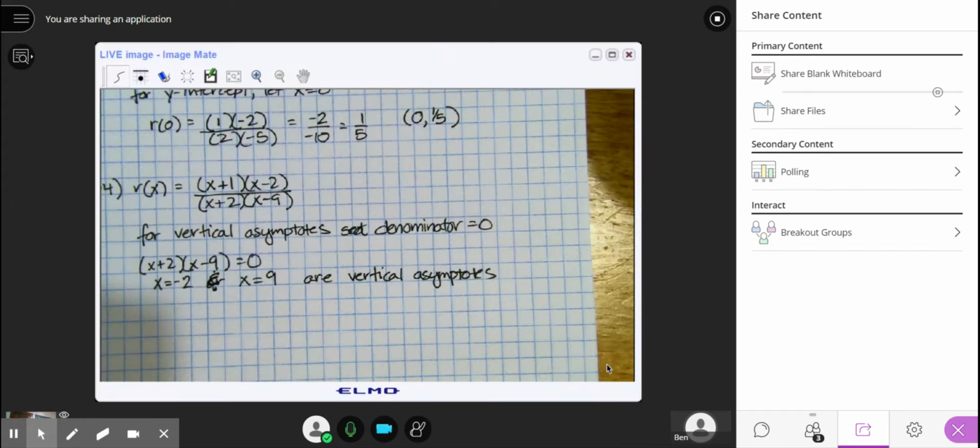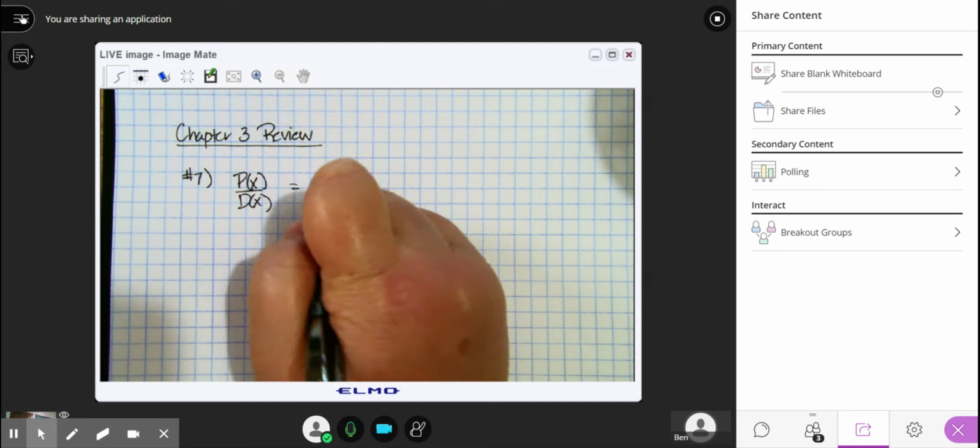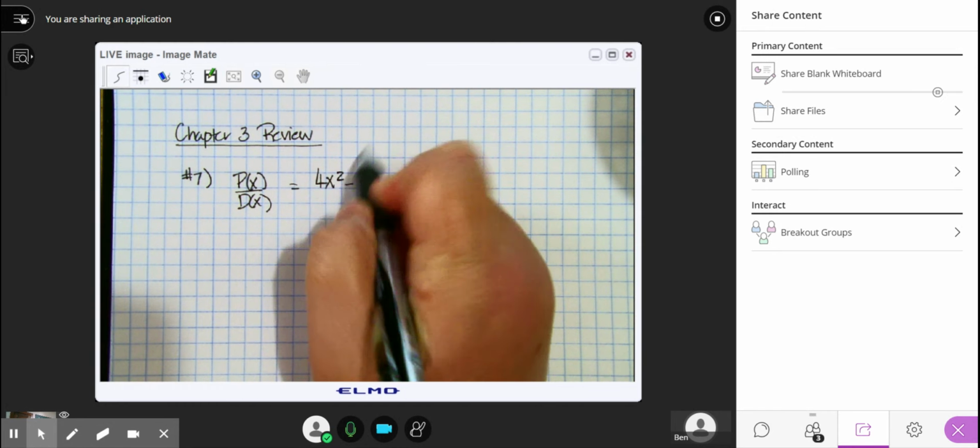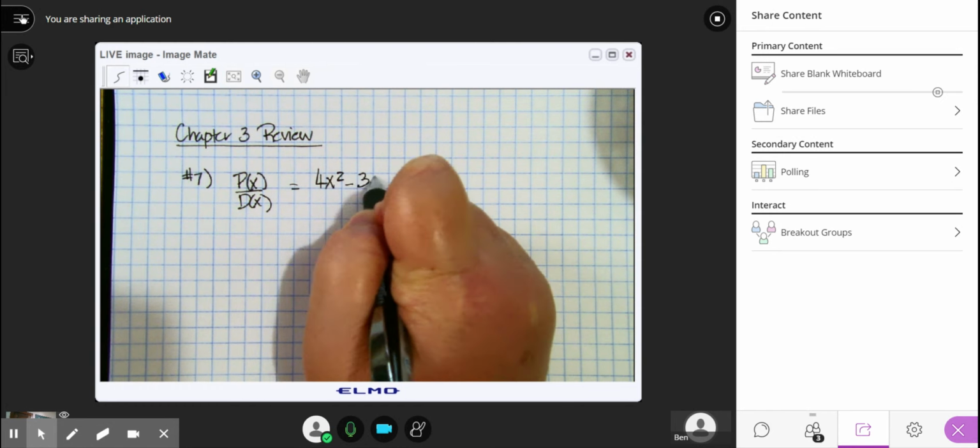Okay. So from the chapter 3 review, I'm going to look at problem number 7, which says I've got two polynomials, P and D. Use either synthetic or long division to divide P of X divided by D of X. So if we do P of X over D of X for what I have on this one, I've got 4x squared minus 3x minus 17, and that's being divided by 2x minus 1.